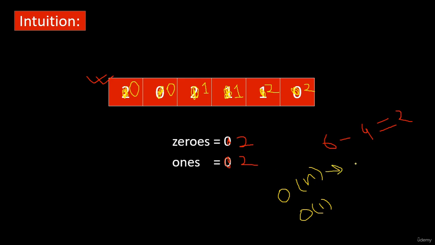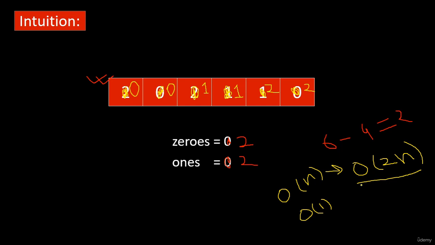Actually, this solution will take big O of 2n time complexity because we have to scan the array once to find out the number of zeros and the number of ones. Then we have to iterate over this array from left to right to update the values with zeros, ones and twos. So the overall time complexity is big O of 2n. And this is not a single pass algorithm, this is a 2-pass algorithm.